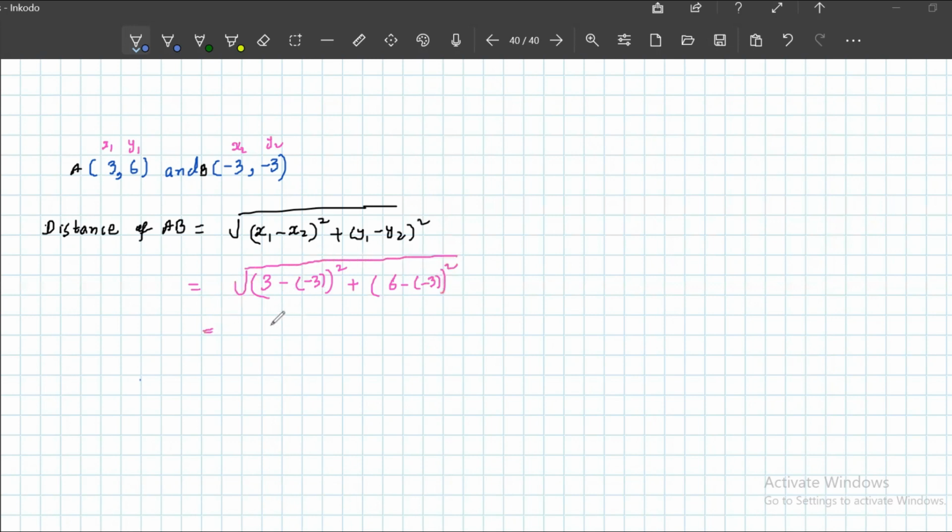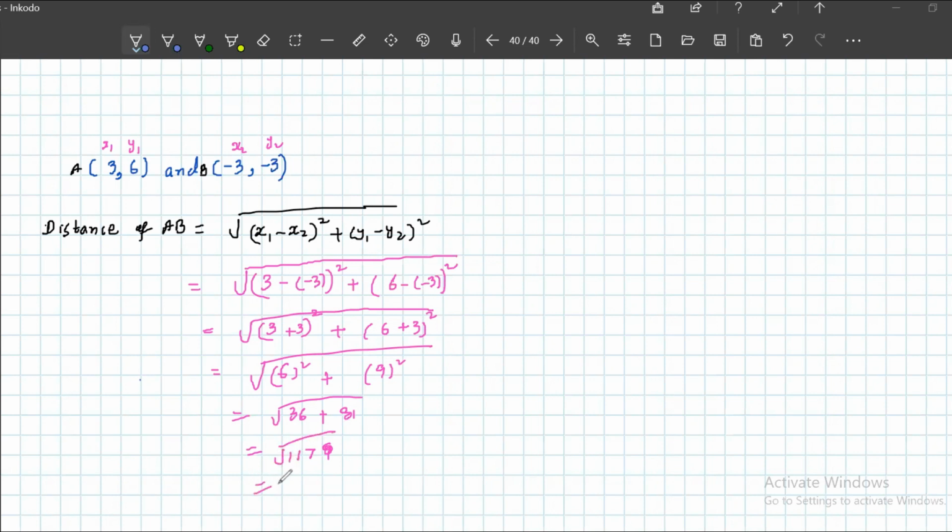After this, we can simplify a little bit more, like minus minus plus, 3 plus 3 whole squared plus bracket open 6 minus minus plus 3 whole squared. Later on 3 plus 3 gives us 6, not 9, so 6 whole squared plus 6 plus 3 is 9, 9 whole square. 6 square gives us 36, 9 square gives us 81, and 36 plus 81 gives 117.